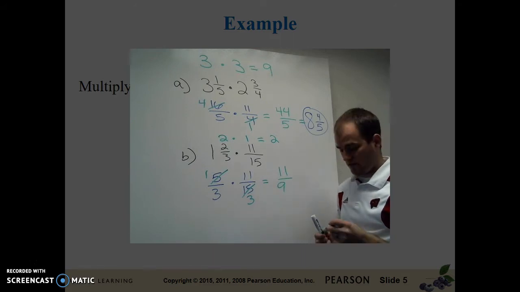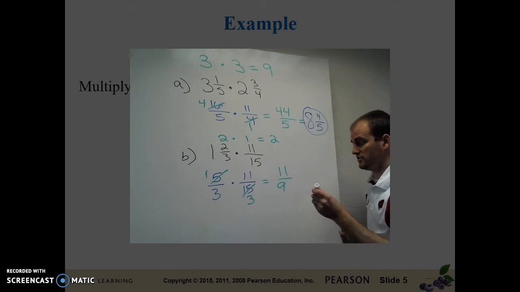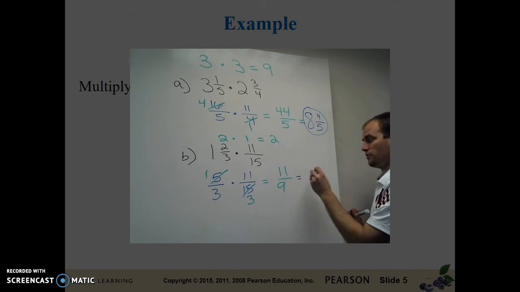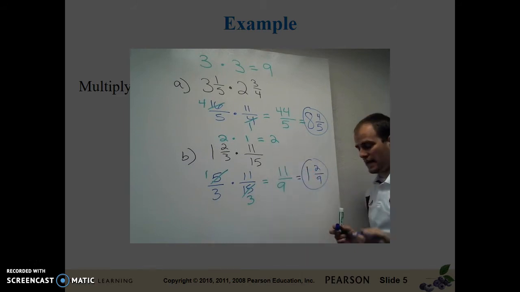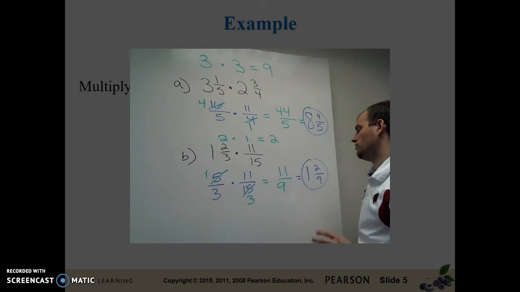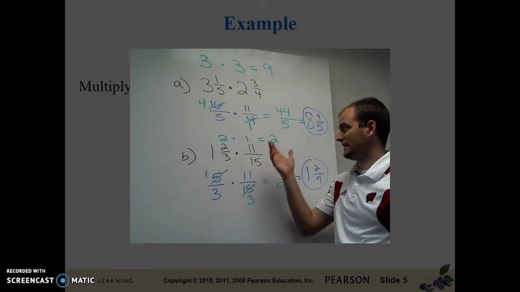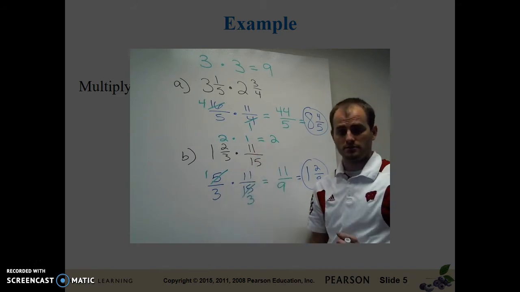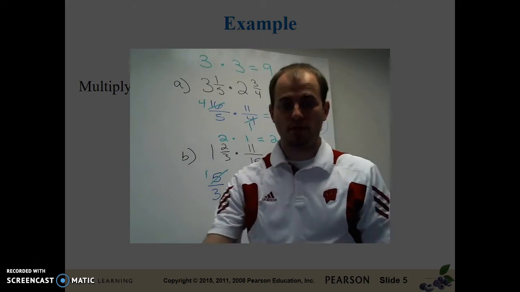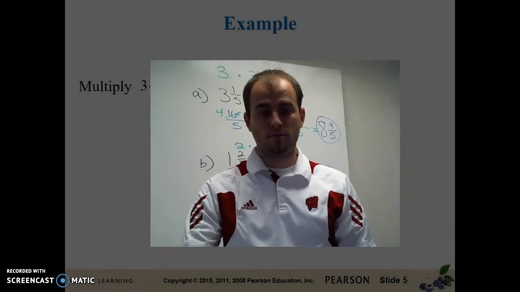So you get 11 over 9, but remember to rewrite that as a mixed number. 9 goes into 11 one time, with 2 left over, so it's 1 2/9, which is kind of close to 2. It's a little bit closer to 1, but because we rounded it, it looks about right. Okay, so that's how you multiply mixed numbers.